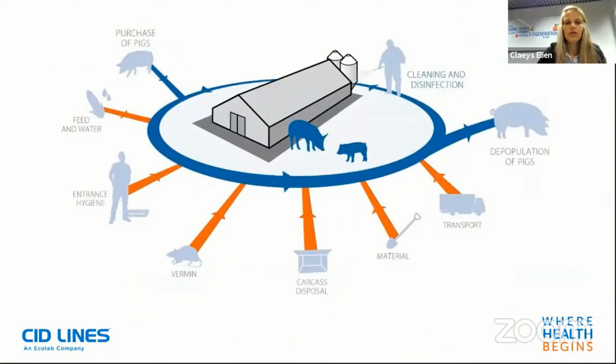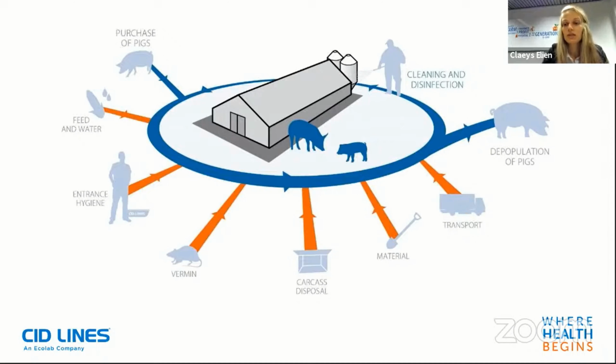Therefore, we really need to take into account the different vectors that can have an influence on the transmission route of the virus. So here on this picture, you see all the different vectors that we need to take into account to be able to avoid introduction and spread on our farm. An important one is the purchase of new animals, new animals coming onto your farm. You really need to take care of that. You should put them in a quarantine pen to make sure that they are healthy before you put them together with your other animals. Feed and water is really important.